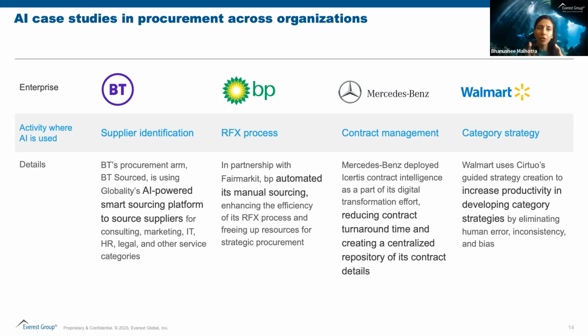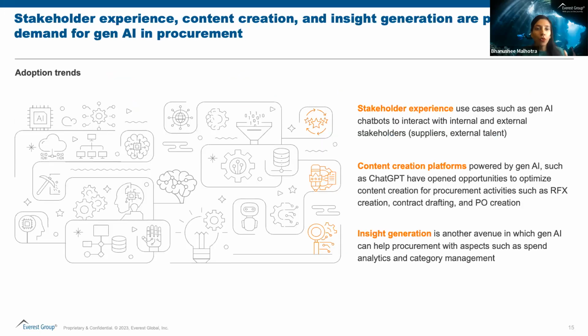So moving from small activities to larger activities, there are a lot of processes where enterprises have started implementing GenAI or AI capabilities as a whole when it comes to adoption. Summarizing all of this, and moving from AI at a broader level to GenAI, if we look at the adoption trends within the S2P value chain, there are a couple of things that are propelling the demand for GenAI, particularly in procurement. The first one being stakeholder experience, not just for the suppliers, but also for the internal business users. There are a lot of GenAI chatbots being integrated with internal and external stakeholders to ease this entire communication process. The next one being, of course, content creation. There's a lot of RFX creation, contract drafting, and PO creation that we've seen happening in the market.